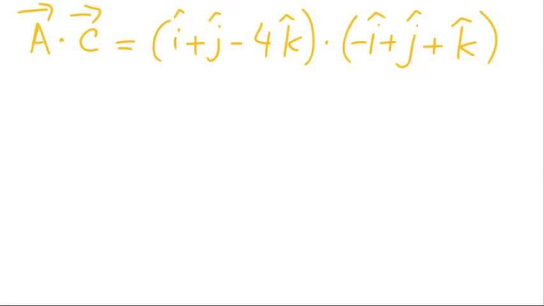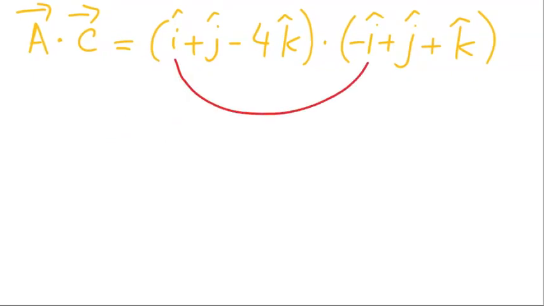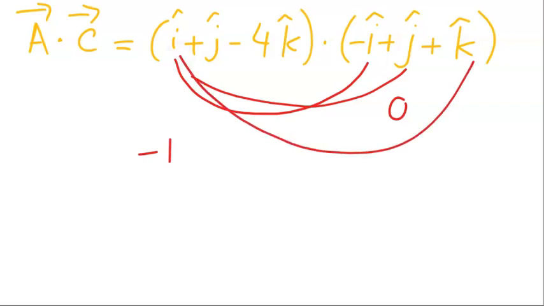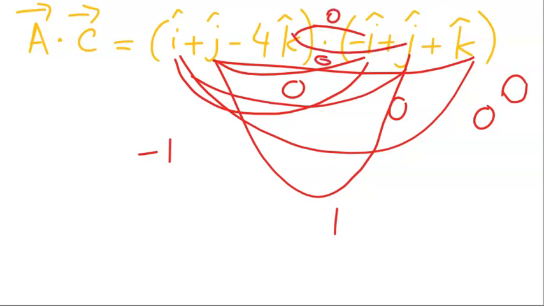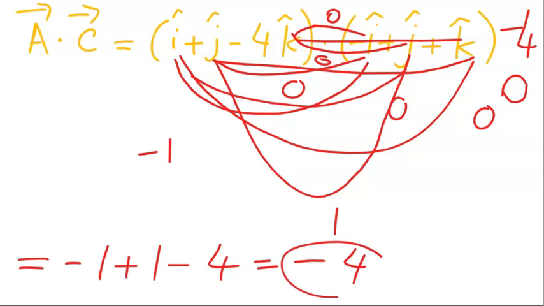Another example, a dot c. So here, i dot i, that's 1. So there's a minus 1 there, so it's minus 1. i dot j, that is 0. i dot k, that is 0. Now j dot i, that is 0. j dot j, that is 1. And j dot k, that is 0. And finally, k dot i, it's 0. k dot j, that is 0. And k dot k is 1. There's a minus 4 there, so that is minus 4. So the final answer is minus 1 plus 1 minus 4, which is minus 4.